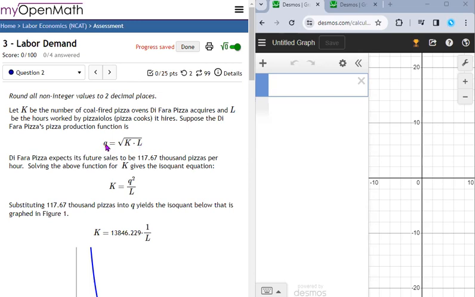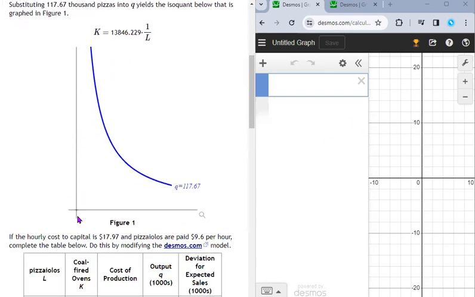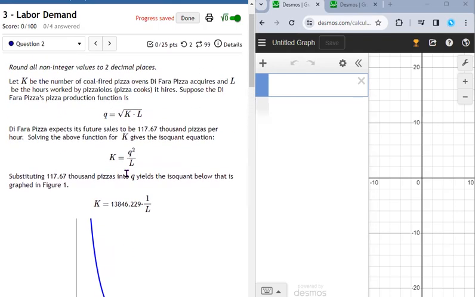We can choose K and we can choose L, right? The thing that we're going to hold constant here is output. We're going to hold output constant because maybe DeFara Pizza hired a marketing company, and that marketing company said, hey, you can expect to sell 117.67 thousand pizzas per hour in the future, right? So we're going to take this Q as given, right? And when we solve for K, because we're going to put K on the vertical axis and labor on the horizontal axis, we're going to solve that for K.